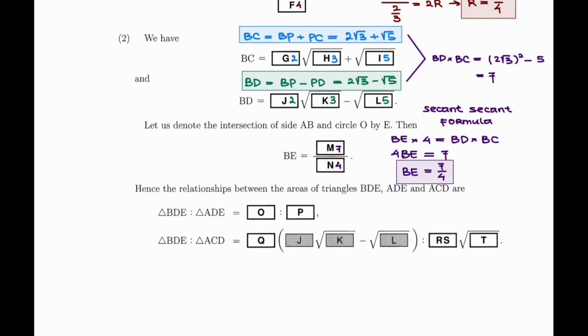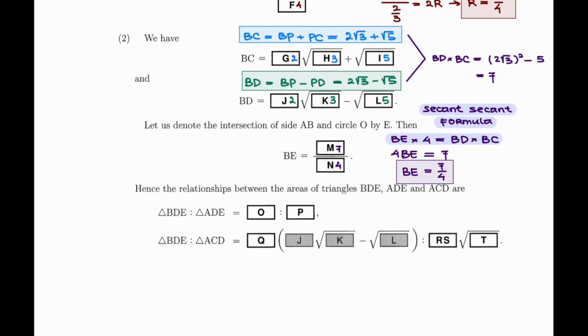I think you need to know the secant formula. If we do not use the secant formula, then to find BE, I think it is quite difficult, because you need to derive the secant formula first.